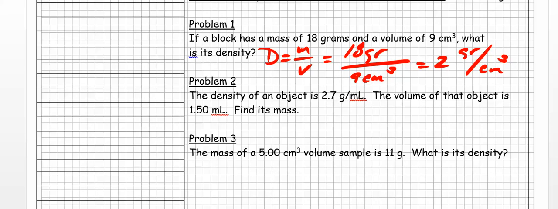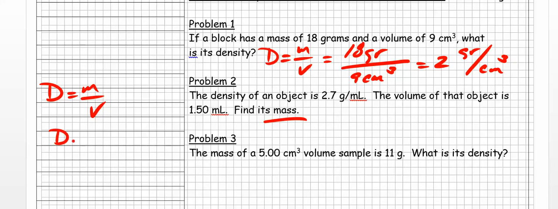The density of an object is 2.7 grams per milliliter, and the volume of that object is 150 milliliters. Find its mass. I'll underline what I'm looking for. I'm looking for mass. So let's start with the basic formula. We have density is equal to mass divided by volume. Now remember, I need to be able to manipulate that to get at what I'm looking for. I'm looking for mass, so I'll pull the volume up.